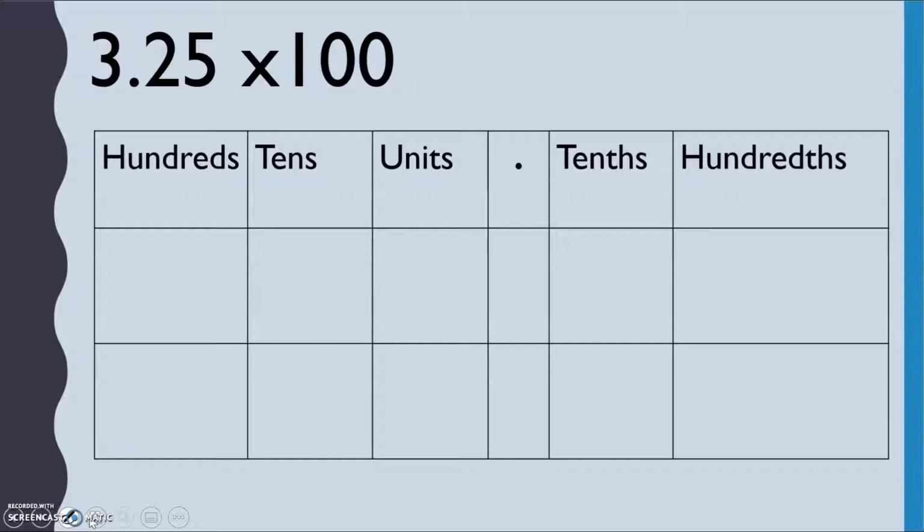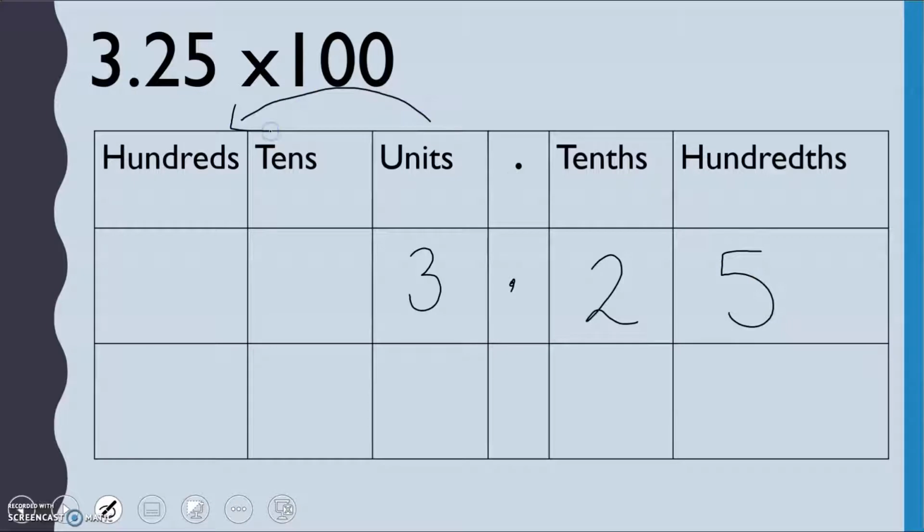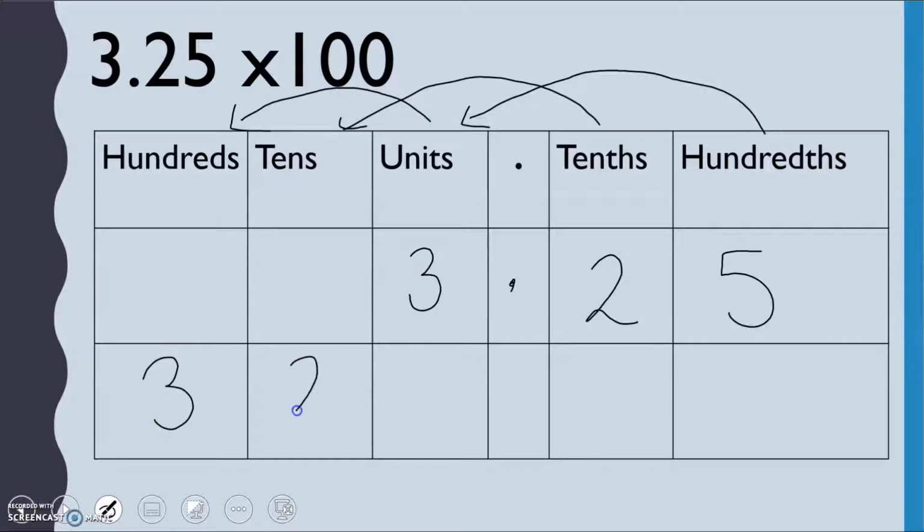This time we are going to times by 100, so I've got 3 units, my decimal point, 2 tenths and 5 hundredths, and when we times by 100 we move everything up 2 places, so my units go to my hundreds, tenths will go up to tens, hundredths will go up to units. So 3 is going to become 300, the 2 is going to move up to my tens, and my 5 is going to fit into that units bit there. So I've got 2 zeros this time, so a quicker way to think about it is we've just moved back that decimal point 2 places to make it a bigger number again.